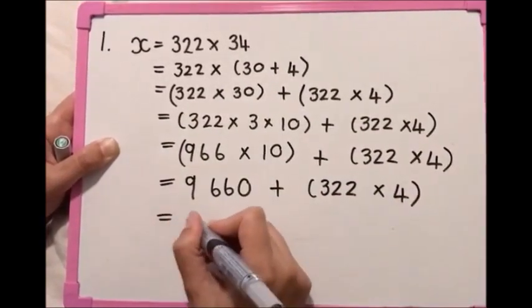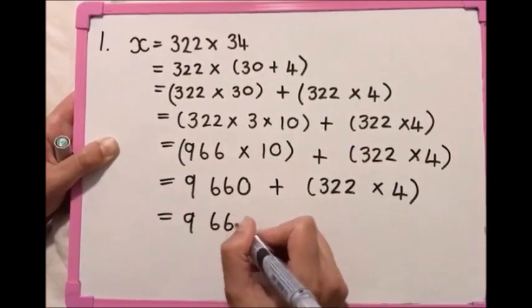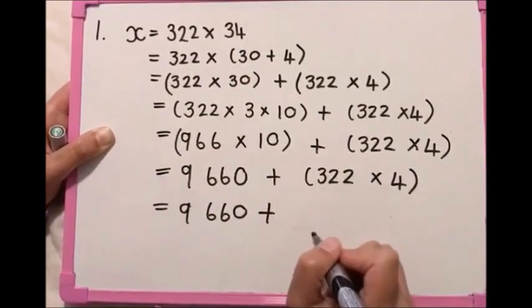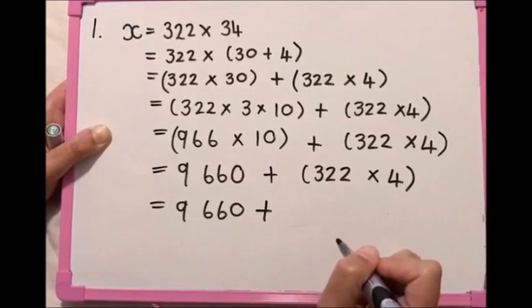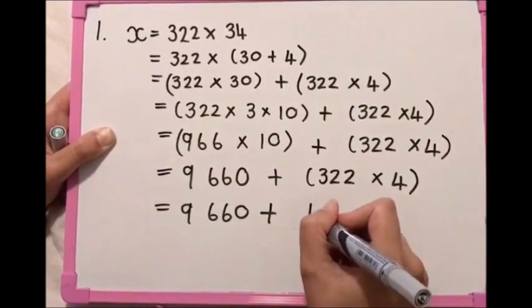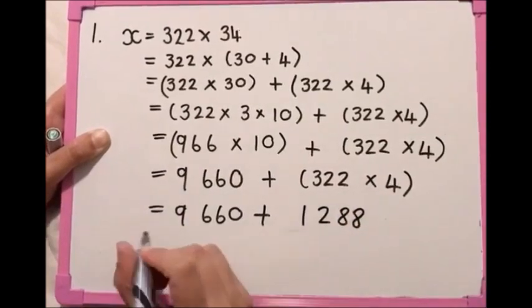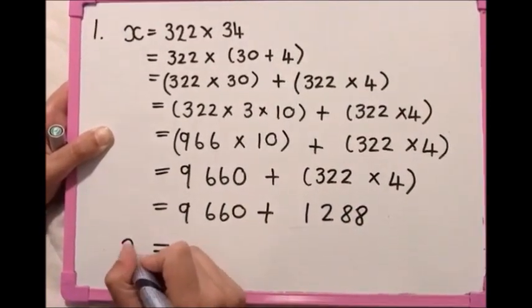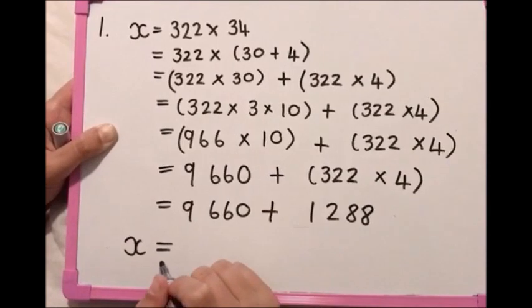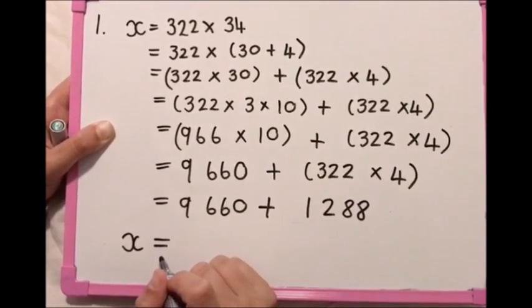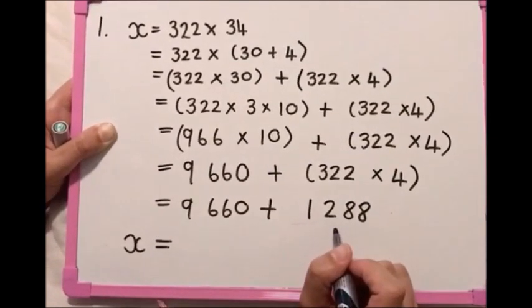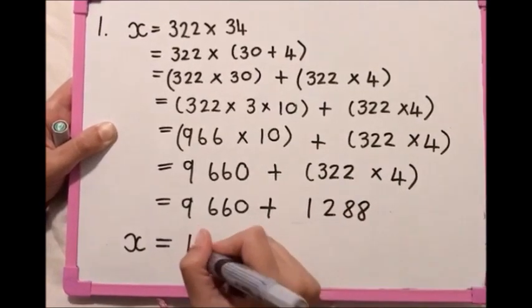We've basically now said 9,660 was 322 times 30. The last part of the sum, 322 times 4, gives us 1,288. We write our x because we're reaching the final answer. When we add the two numbers together, we get 10,948.